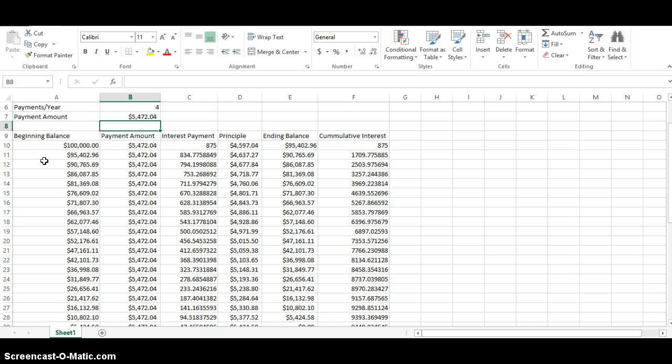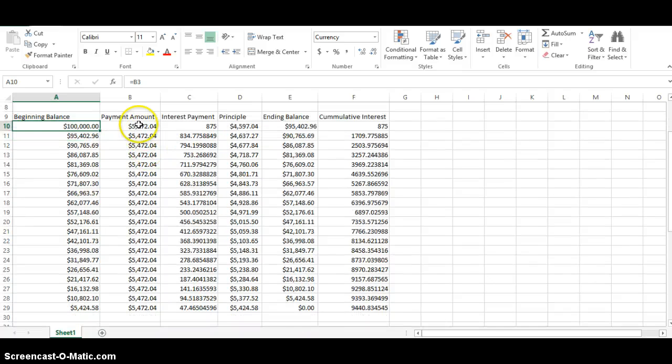And if you look, our table now has our beginning balance for our first payment is $100,000. We're making the same payment throughout the entire payment cycles. Our interest payment is going down, so we're paying less interest as the loan matures. The amount we're paying towards principal is increasing. And our final payment cycle, our ending balance is 0, meaning we've paid off our entire loan.